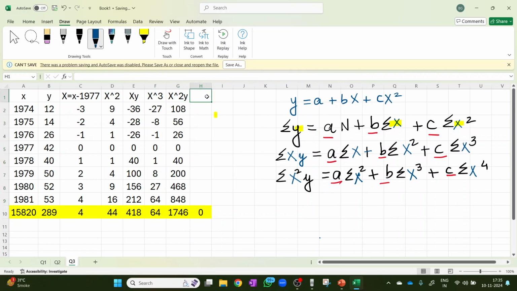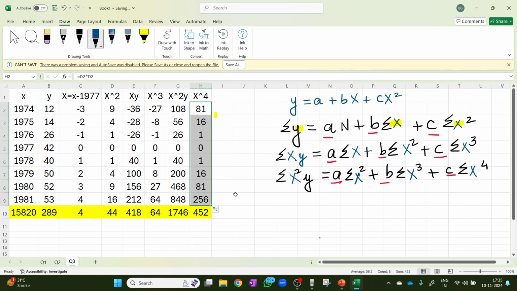And lastly, we require capital X raised to 4. Capital X raised to 4, which could be the square of the square. So I'll take the square of the square and calculate its total here.